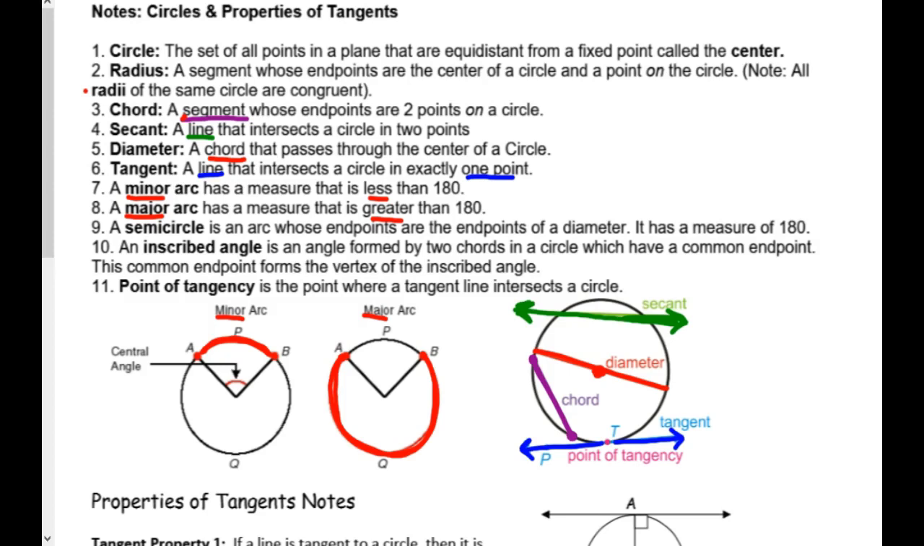A semicircle is not less or greater. It's exactly half a circle, right? So a semicircle is an arc whose endpoints are the endpoints of a diameter. I don't have a picture of it, okay? But if I were to draw a semicircle in blue, it would be like from here to here. Exactly halfway, right? Semicircle.